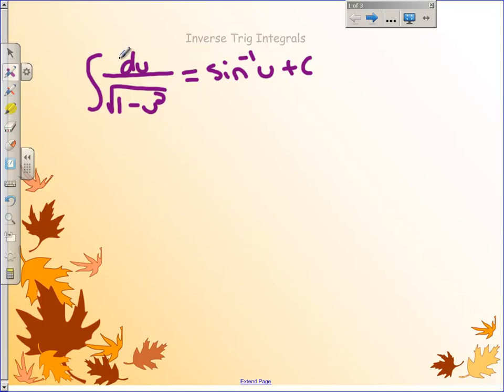Now, what are you going to do if there's a negative up here? Well, if there's a negative up here, you can just scoot it out to the front and call it still an arcsine integral with a negative on it. So we're not going to use arc cosine as any of our answers to integration.